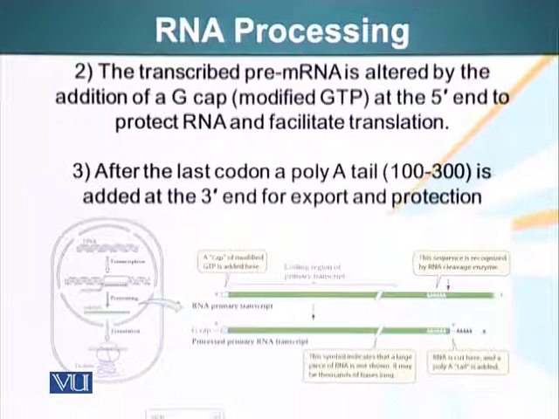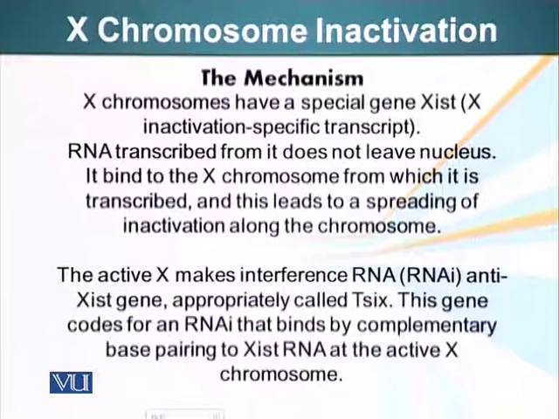So as I mentioned earlier, pre-messenger RNA goes through these three steps: removal of introns, addition of the G cap, and addition of the poly A tail at the 3' end. Now this messenger RNA is ready for export and being translated into a protein.